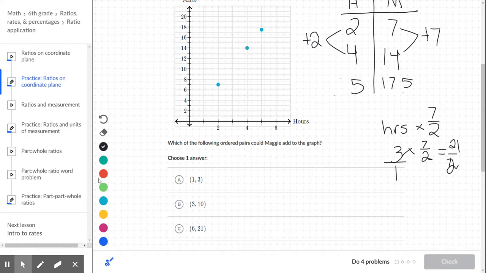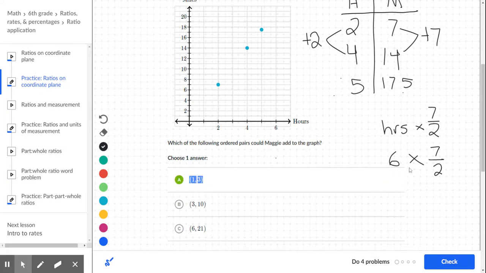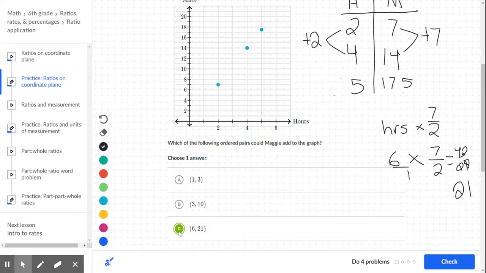Let's try out C. C tells me that if she takes 6 hours, she should be able to go 21 miles. I don't know, but I'm going to check it out. I'm going to multiply it by 7 halves. That's 6 over 1. 6 times 7 is 42. And 2 times 1 is 2. When I divide 42 by 2, then I get my 21, which is what I'm looking for on C.